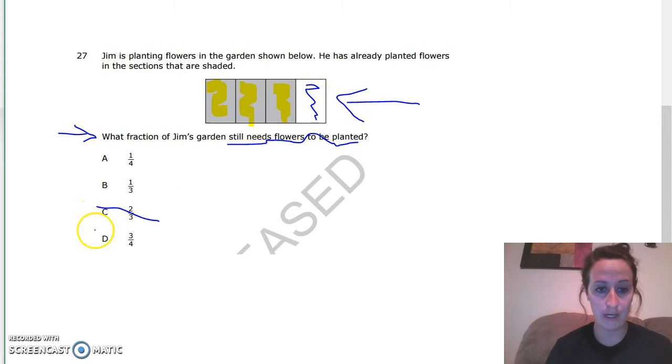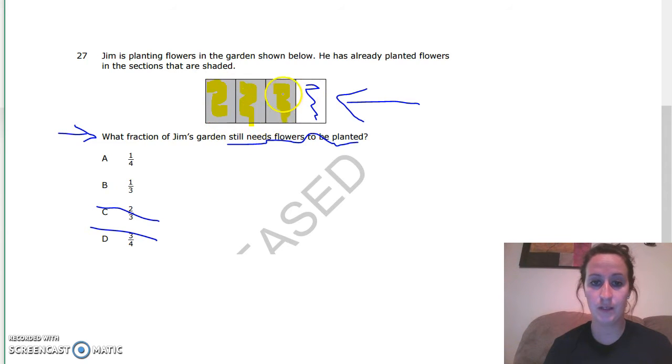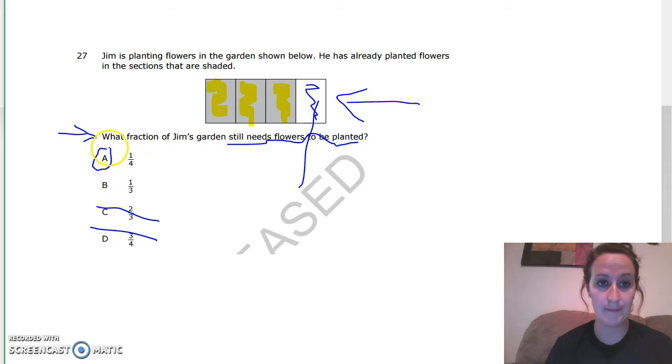So I know I can mark out C and I can mark out D because those both say 3/4 and 2/3. So I look at 1/3 and 1/4. Well, I know my numerator is going to be 1 because that's my part. But now I need to think about how many pieces do I have in my whole. So let's go back and count. 1, 2, 3, 4. So my denominator, which is the number on the bottom, needs to be 4. So my answer should be A.